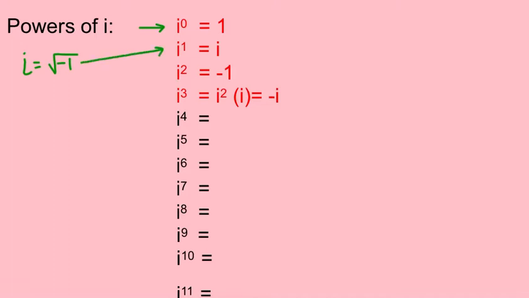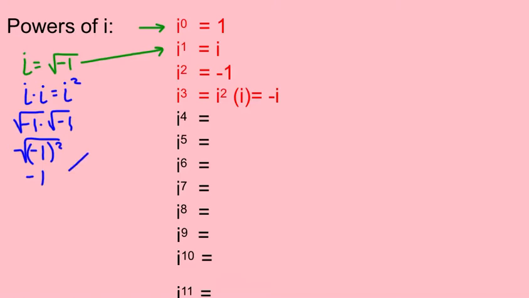Then we learned that an i times an i is i squared, or the square root of -1 times the square root of -1 is the square root of -1 squared, which is -1. That's why that's the case. The last one, i cubed. i cubed can be broken down into i squared times i. What you can do is replace this i squared with -1. So you'd have -1, and then i, which is -i.